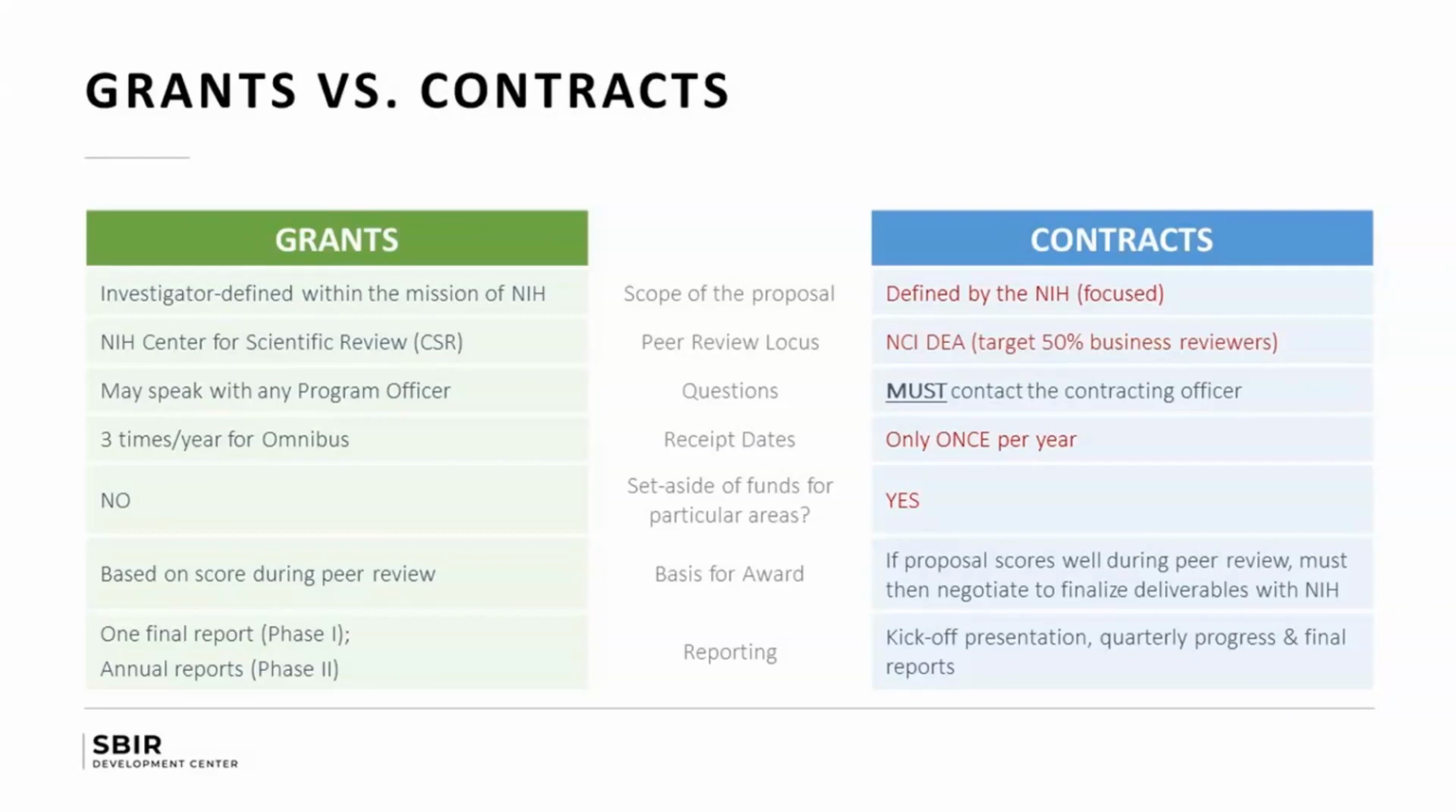NCI SBIR has set aside funds for the contracts. Every year, out of our around $180 million budget, NCI SBIR sets aside about 12 to 20% of the budget for funding the contracts. And this negotiation process, I'll talk about it after a couple of slides.